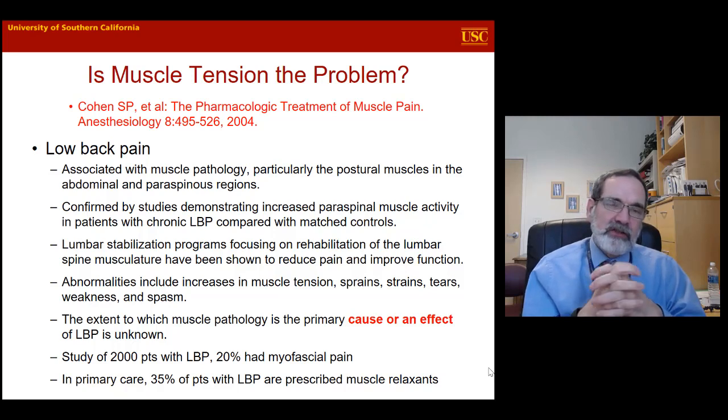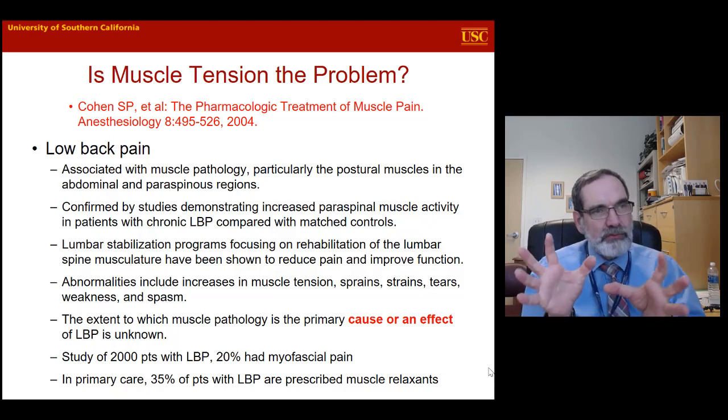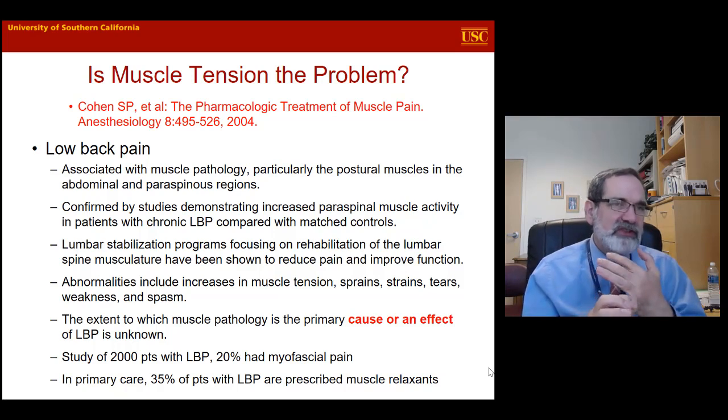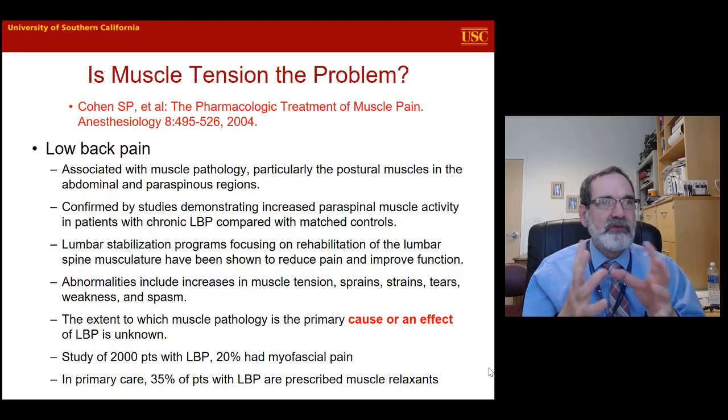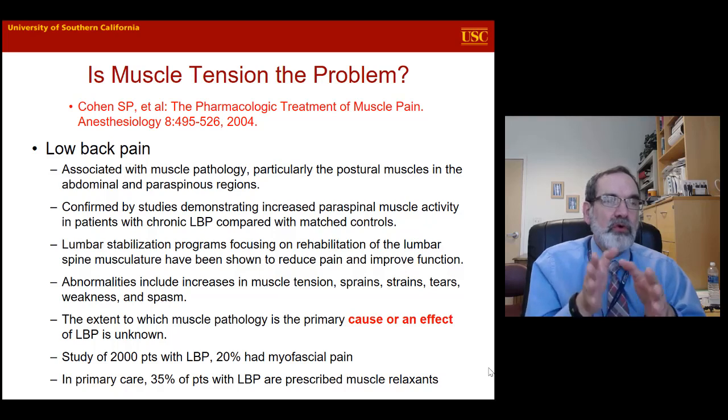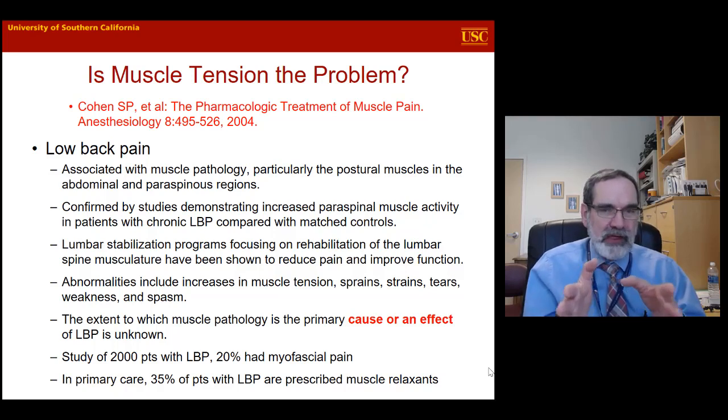There is a study that looked at over 2,000 patients with low back pain. 20% of those had myofascial pain. So that means a huge chunk of low back pain seems to be driven by muscle problems rather than disc herniations or nerve root compressions or other things like that. So again, it's not 100% clear why these 20% have myofascial pain. Is there some underlying trigger, or is this the primary problem that is triggering the condition for the patient?